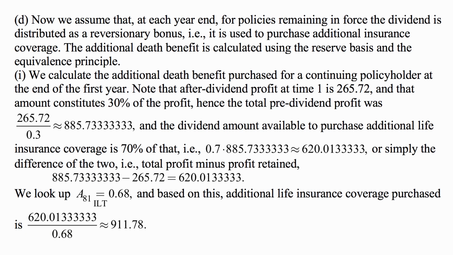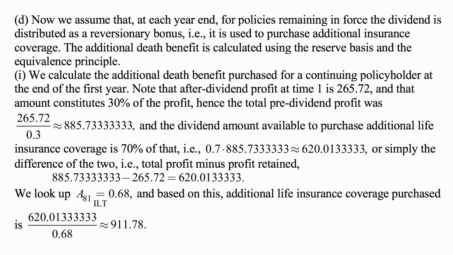For Part D, we assume that at each year end, for policies remaining in force, the dividend is distributed as a reversionary bonus, so it is used to purchase additional insurance coverage. The additional death benefit is calculated using the reserve basis and the equivalence principle. So we calculate the additional death benefit purchased for a continuing policyholder at the end of the first year.